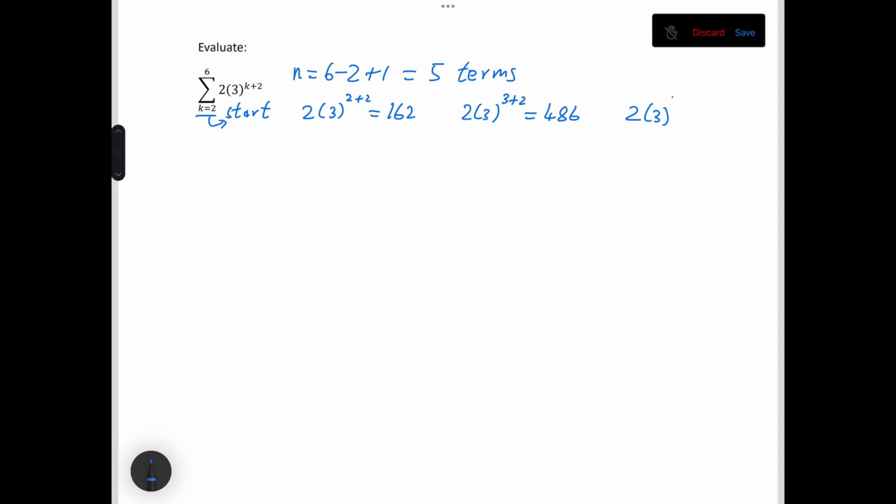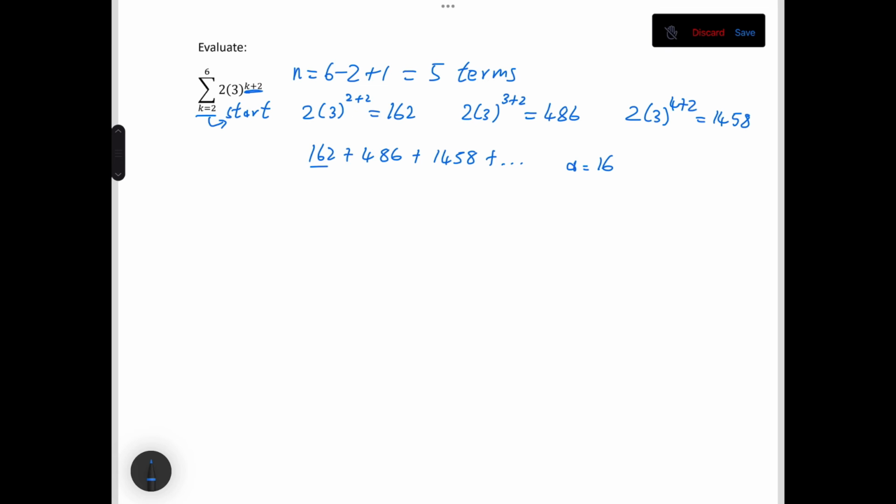And then we do the next one. 2 times 3 to the power of 4 plus 2 equals to 1458. There we go. So now we have our 3 terms, so we write it down. 162 plus 486 plus 1458. Okay. And then we obviously put a plus next to that, and then our ellipsis, meaning that this continues for quite a while.